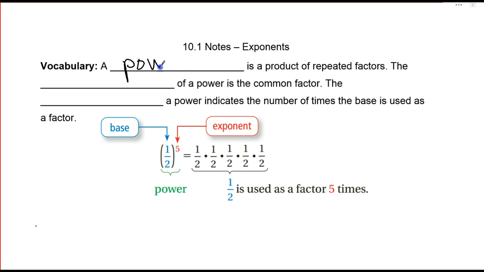A power is a product of repeated factors. Product is multiplication. The base of a power is the common factor. So the base here is 1/2. And the exponent is a power that indicates the number of times the base is used as a factor. So this whole thing here is the power, and then 1/2 is the base, 5 is the exponent, and that's 1/2 being repeated 5 times.